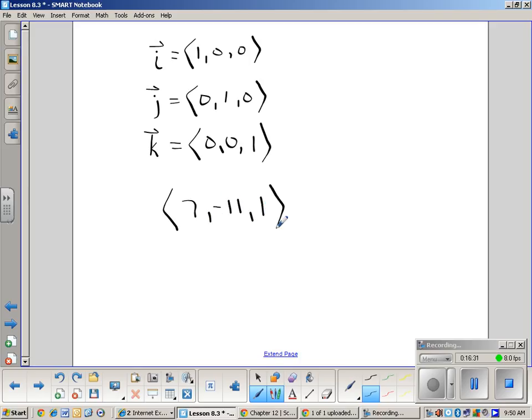And we want to write it as a sum of unit vectors, then that would be 7i minus 11j plus 1k, which is just k. Okay? This is how I would represent this as a sum of unit vectors. All right?